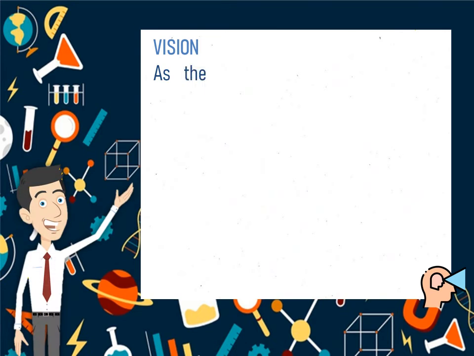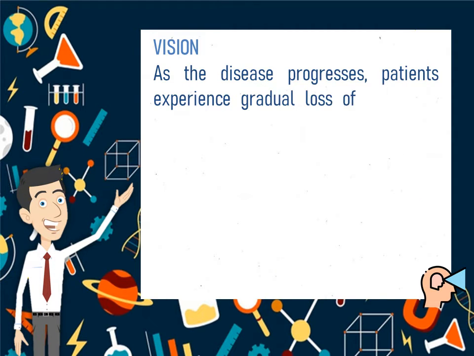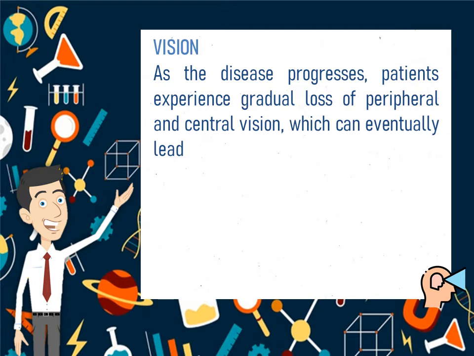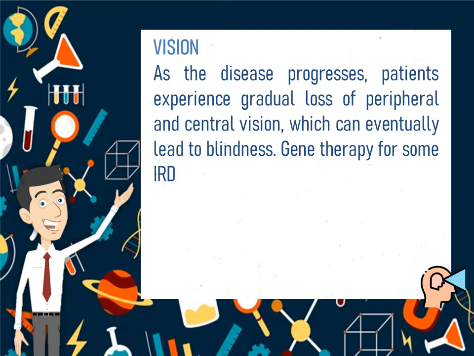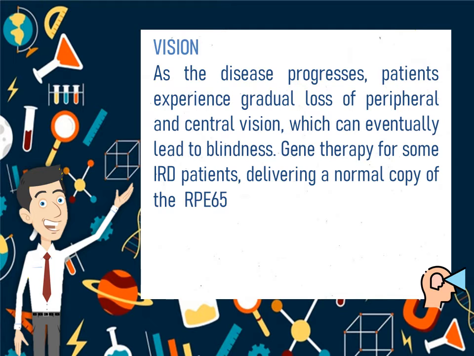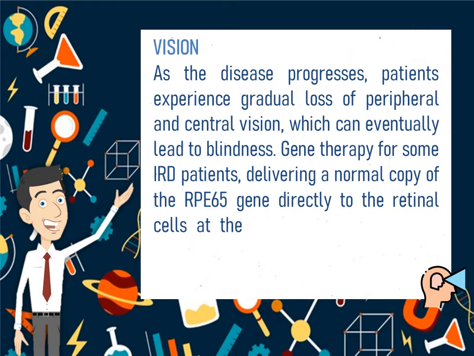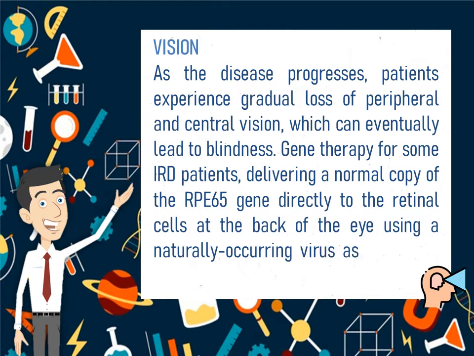Second is for vision problems. As the disease progresses, patients experience gradual loss of peripheral and central vision, which can eventually lead to blindness. Gene therapy for some IRD patients involves delivering a normal copy of the RPE65 gene directly to the retinal cells at the back of the eye, using a naturally occurring virus as a delivery vehicle.